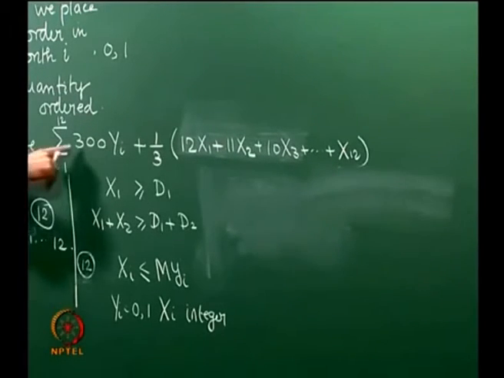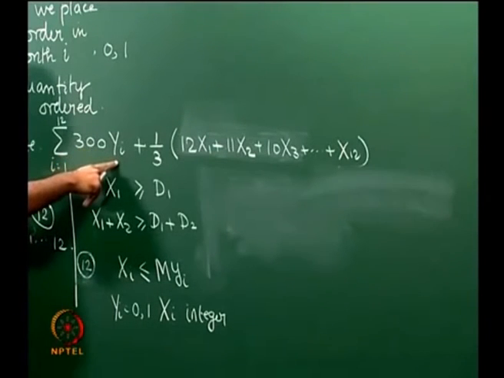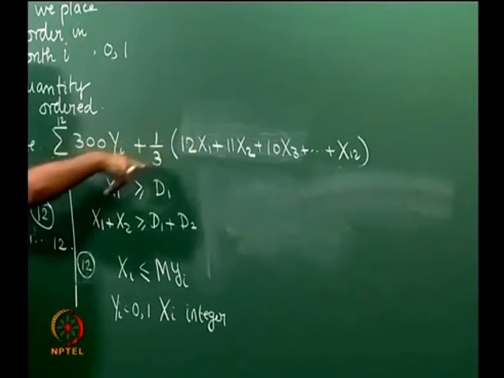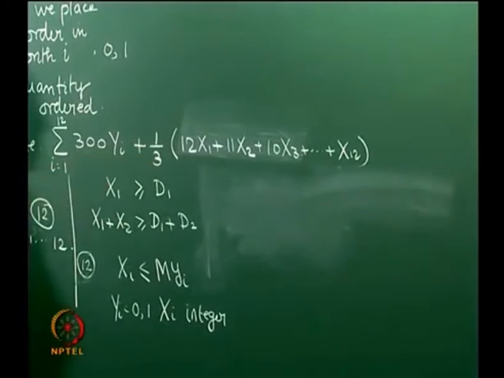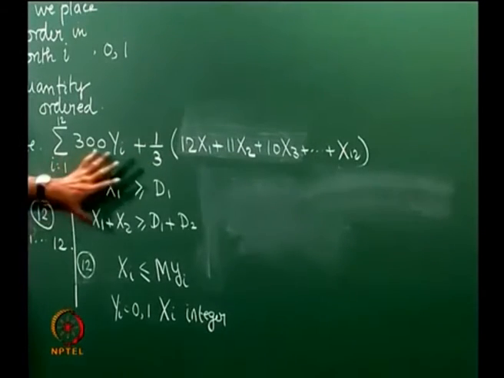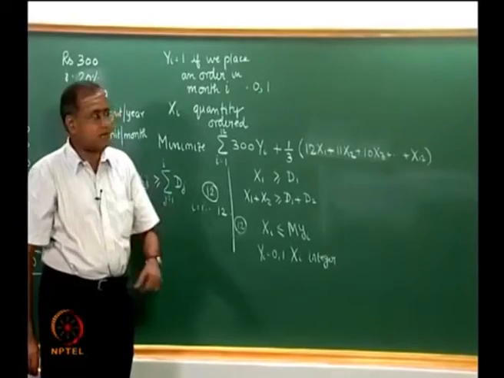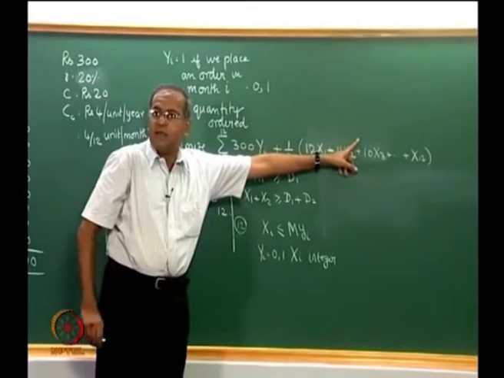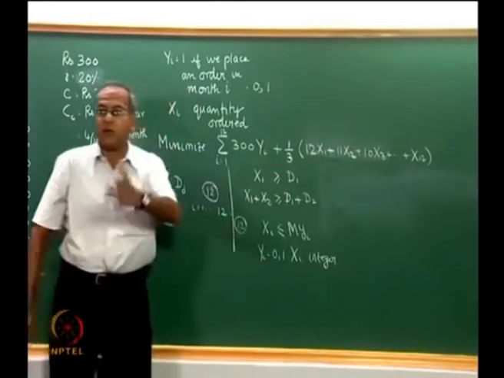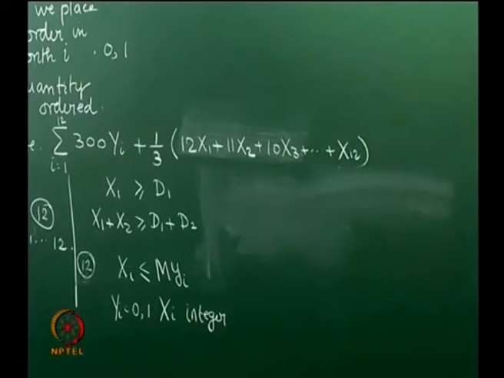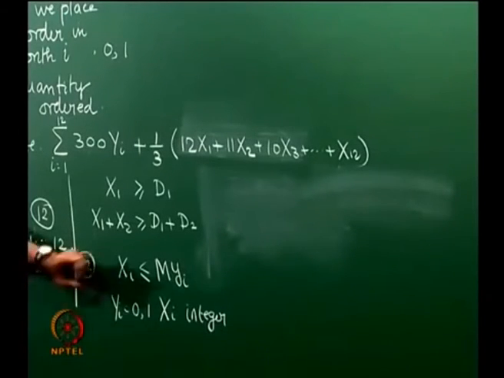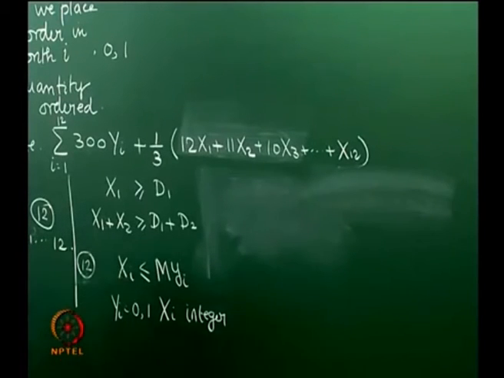So, there are 12 terms here, 300 into y1 plus y2 up to y12, plus another terms here that represent the inventory holding cost. There are 12 constraints representing the demand, so that the demand in every period is met. There is no shortage, therefore, no shortage cost is added in the objective function. This model does not allow shortage or back ordering, plus of course the linking constraints between x and y. So, when we solve this optimally, we will get a solution which is this.